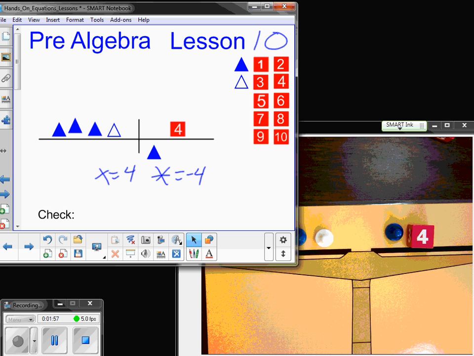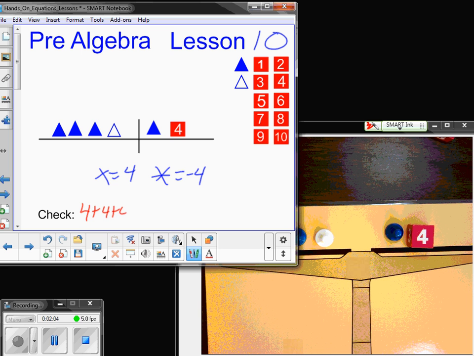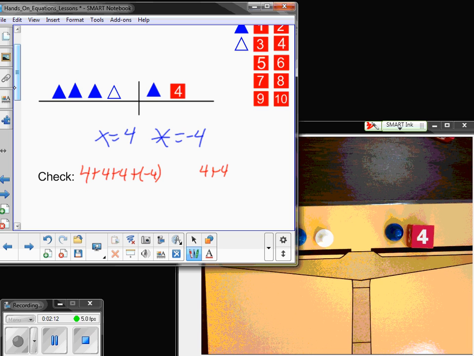So now I go back to the original equation. Does it work? Does 4 plus 4 plus 4 plus negative 4 equal 4 plus 4? This is how I check. I just make sure the math works. 4 plus 4 plus 4 is 12, plus negative 4 gives me an 8. 4 plus 4 is 8. Both sides equal. That works. That's the way we do those.